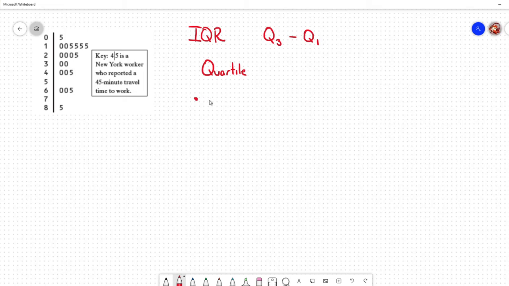So first order of business, the data has to be numerical and in order. Off to the side here, I have a nice little stem and leaf plot, which tells me how I'm going to read these numbers. The nice thing about the stem and leaf plot is it's all in numerical order, so I don't have to worry about sorting it. It's already done.